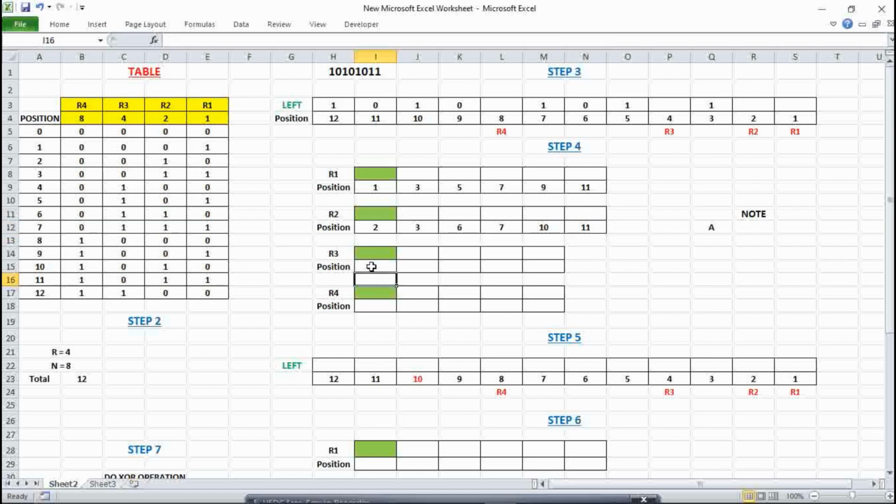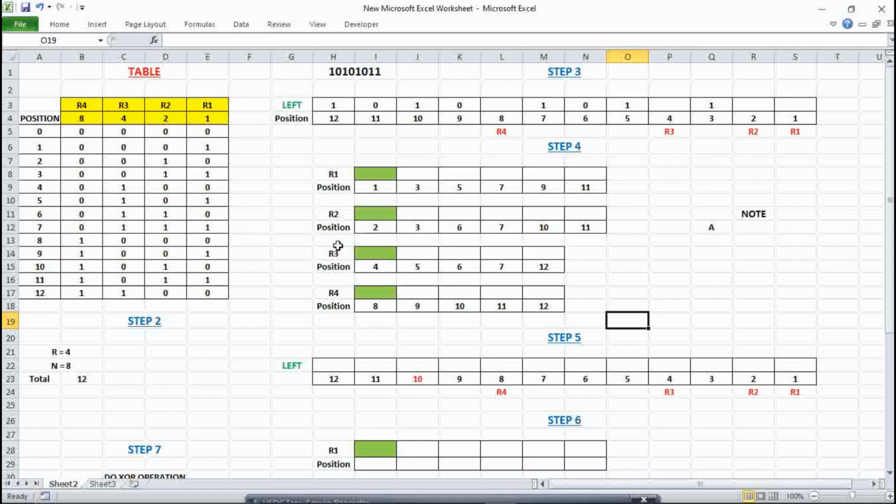Similarly for R3, coming to the R3 column. At 4 1 is coming. At 5 1 is coming. 6, 7 and at 12 1 is coming. So come to the R4 column. In R4, the ones are coming at the positions 8, 9, 10, 11, 12. So right here 8, 9, 10, 11 and 12. Now after doing this, these are the positions you will need to know from this table, and the values you will get from this step 3 table.